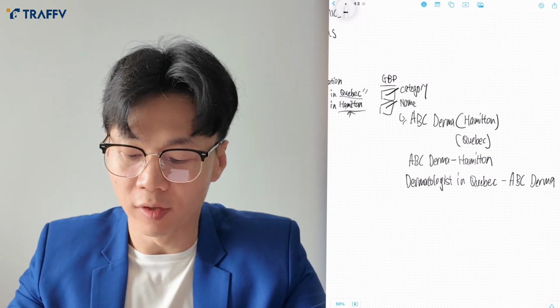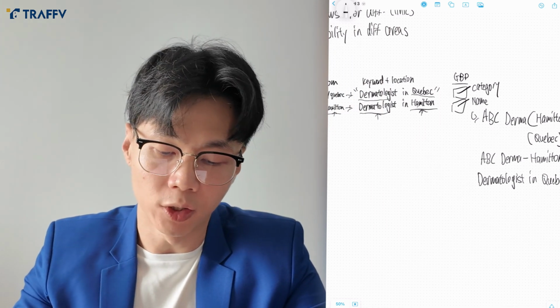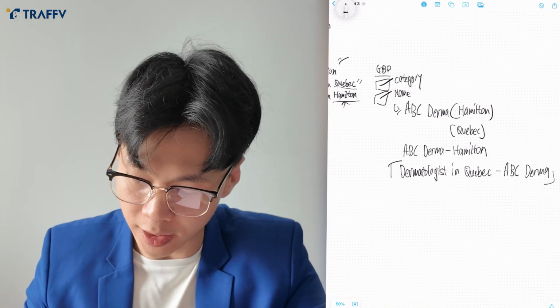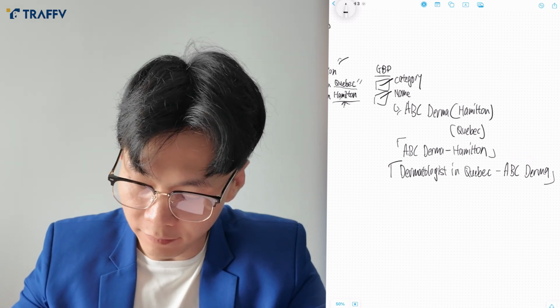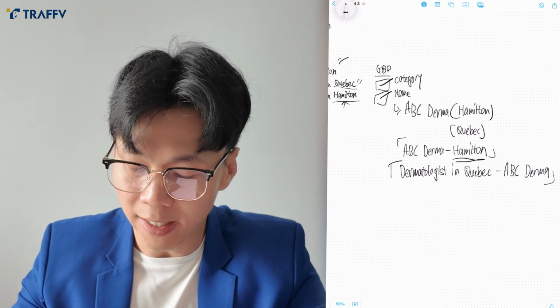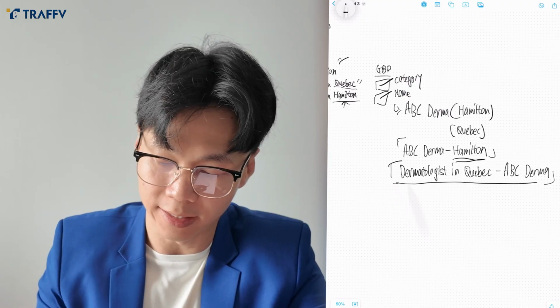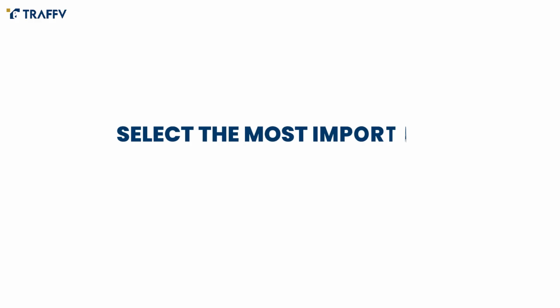You just want to make sure that first there are 2 important elements here. You want to include the keyword plus the location. So if you notice, this has the keyword plus location. This one only has the location, but most often you're going to have your keyword within your name. If you don't have the keyword inside your name, then you want to use an example like this, right? Just make sure that you're not stuffing in a lot of keywords. You just want to select the most important keyword that you would like to rank for. Okay, so just select one important keyword, do not keyword stuff.